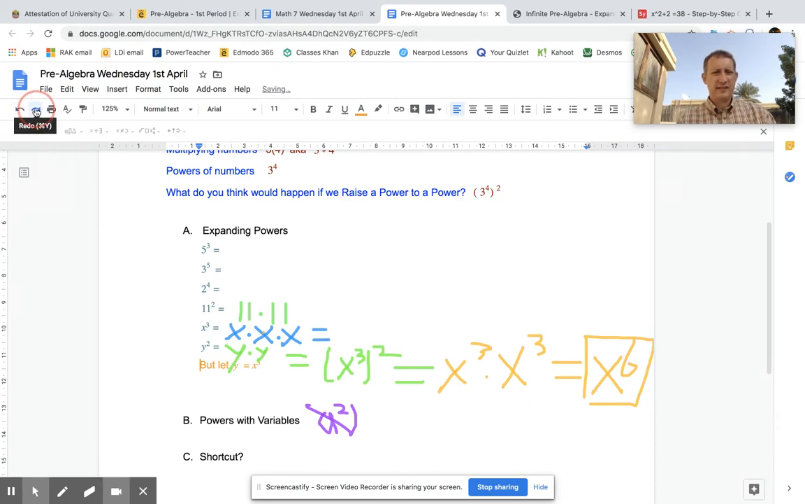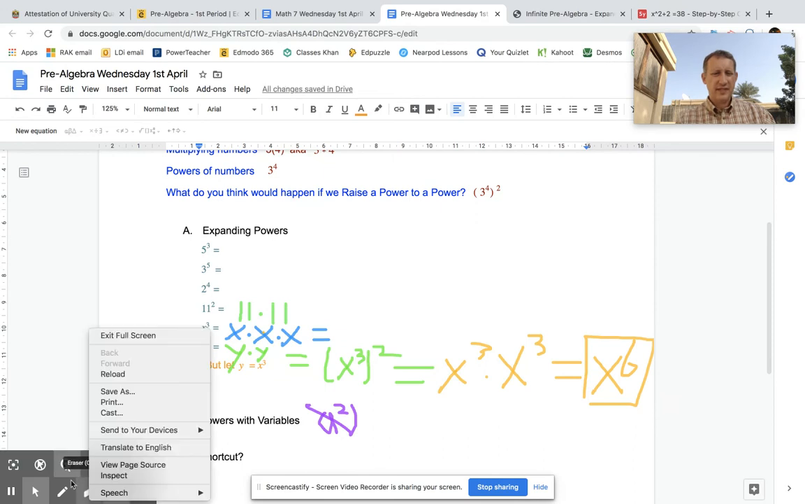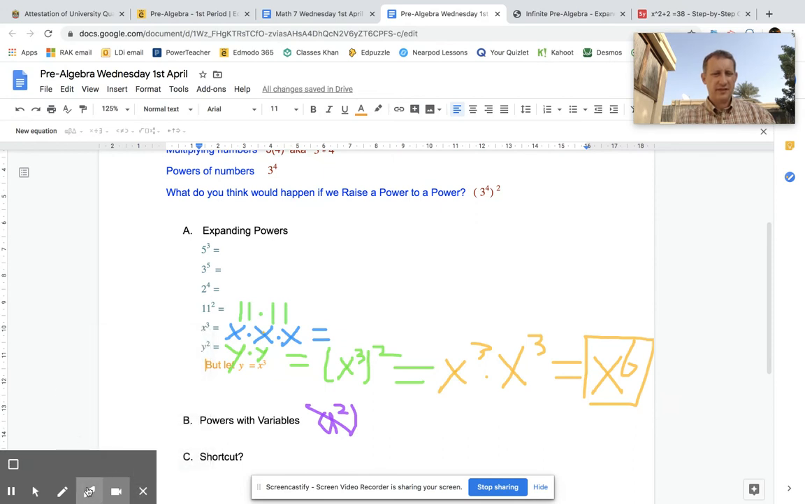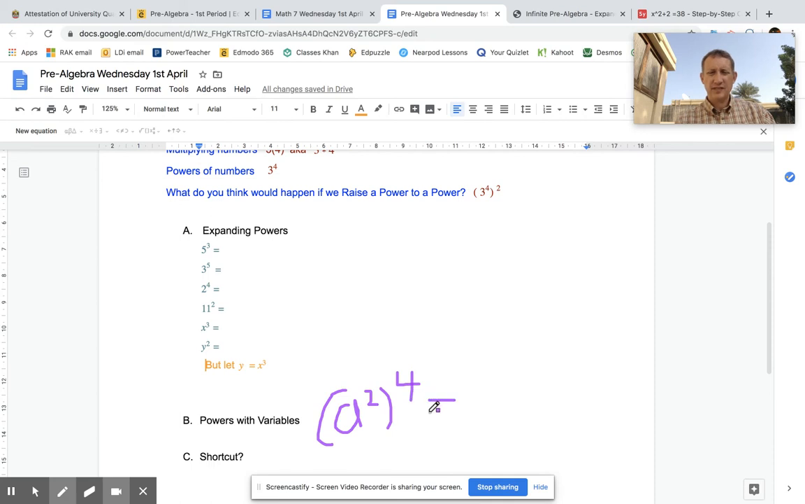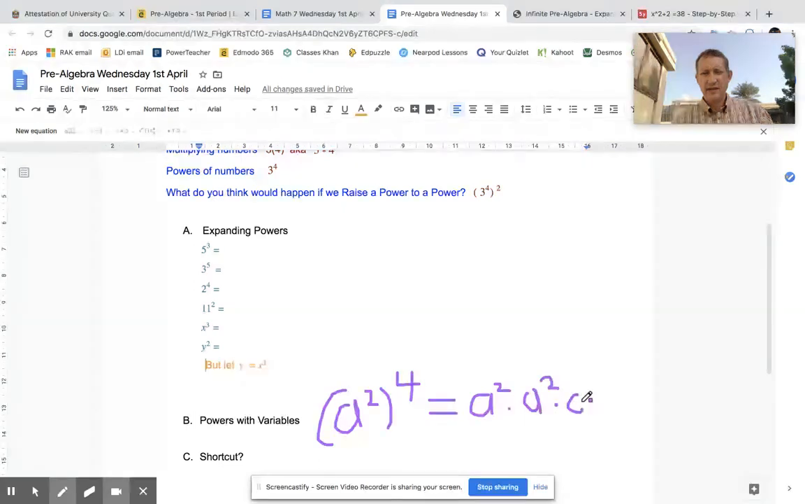A squared raised to the 4th power. And so my base is a squared, and the exponent is 4. Well, that's the same thing as a squared times a squared times a squared times a squared, 4 times. So if I was going to expand that out, that'd be a squared times a squared times a squared times a squared.